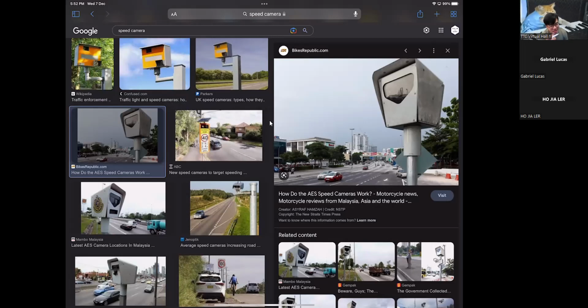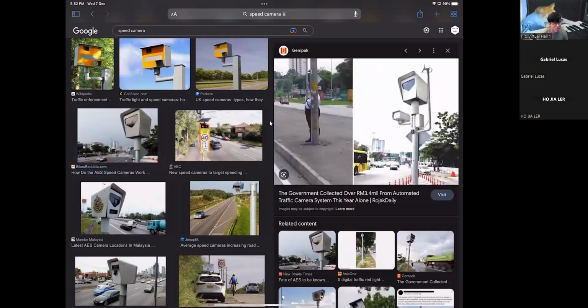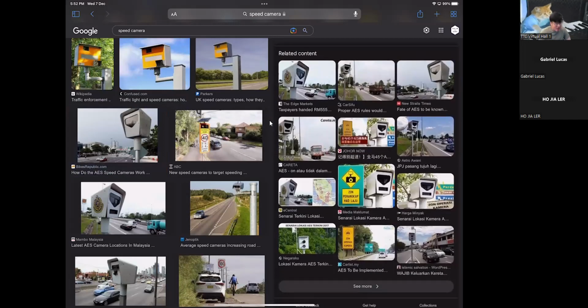And sometimes these police are very sneaky. They'll just hide behind the poles. They'll try to take your picture by using a makeshift camera. So you get the point. So there are two things to measure speed. Number one is the speed camera.